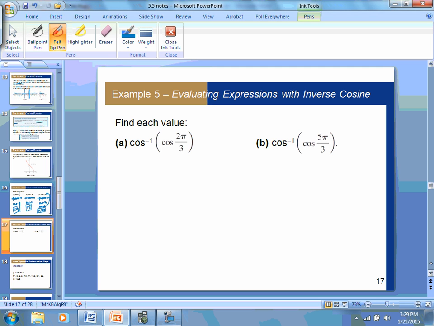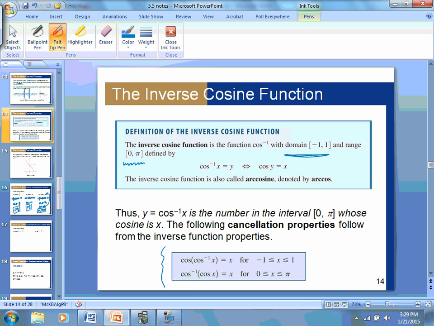Okay, now this is our last example for today. And here again, we have the inverse of an actual trig function. So we have the inverse cosine of a cosine. So this is where we're going to use our cancellation properties. Okay, so let's go back and look at these for a moment.